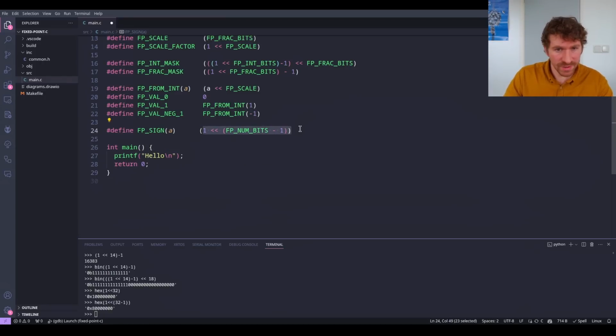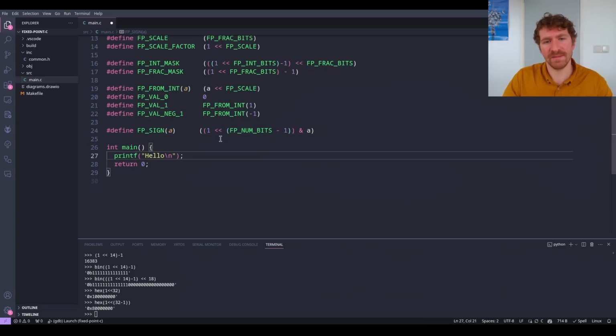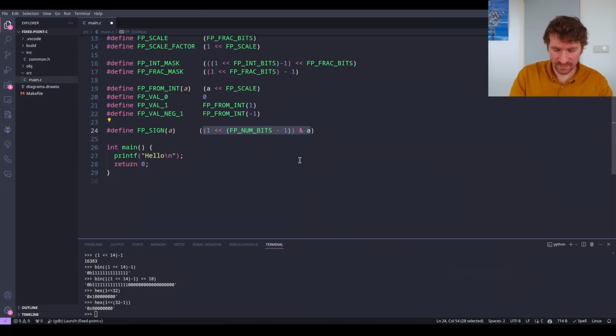So this is now a mask that identifies the sign bit. So let's take that mask and AND it with our input number A, right? That gives us the sign bit for A.